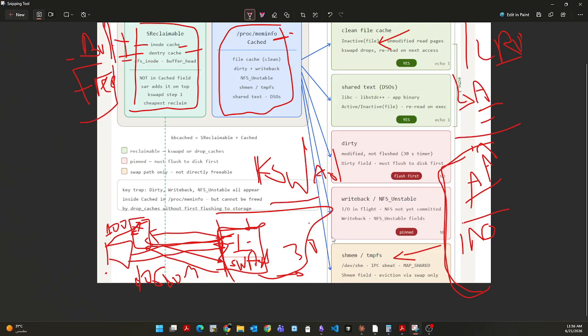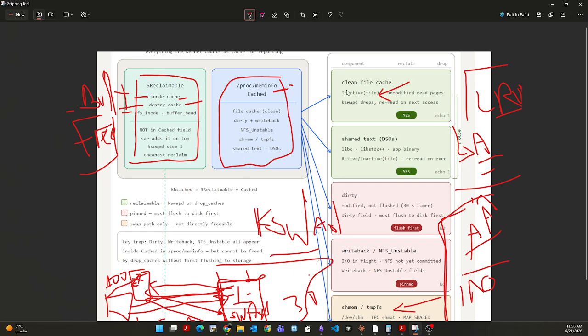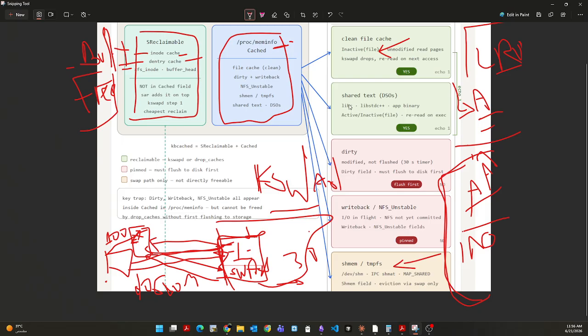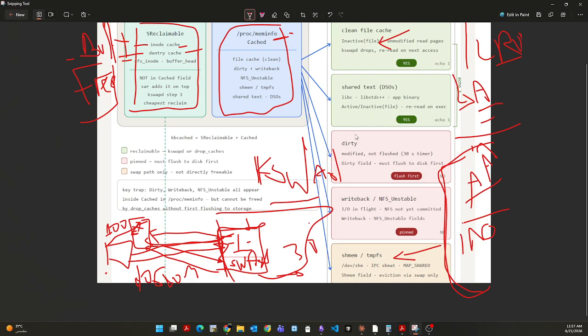Okay, so as I said, there is the clean file cache, the inactive and active files, and there is of course the shared text, like libc, libstdc++, etc. of the binary. Those are active and inactive files, and those are also included in the cached. We have the dirty. Okay, so what is the dirty?